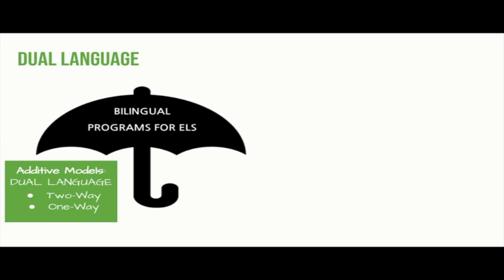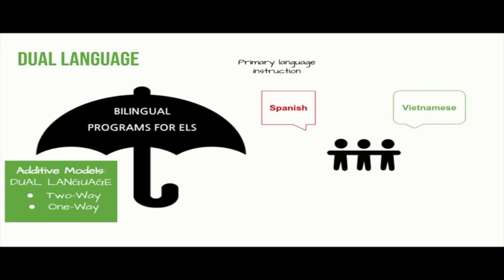On the other hand, dual language models have the goal of taking the child's primary language, in our case, Spanish or Vietnamese, and adding on a second language, English. This is done by instructing the child in both the native language and the target language from the beginning of their educational career and all the way to at least 5th grade. Both languages are equally valued and equally taught, which makes dual language models additive models.